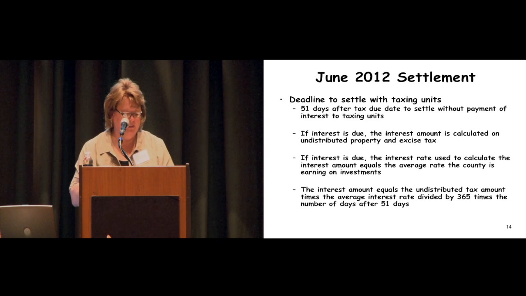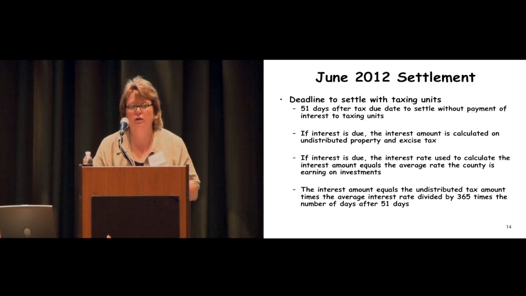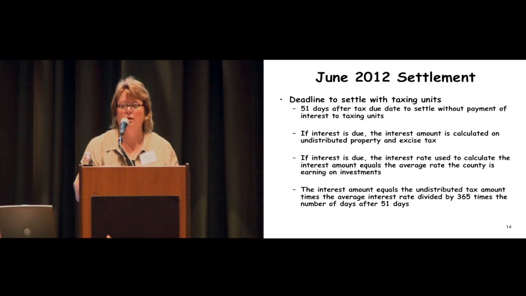The deadline for filing settlement is 51 days after the tax due date. If interest is due, the interest amount is calculated on the undistributed excise and undistributed property tax. The interest rate used equals the average rate the county is earning on investments. The interest amount equals the undistributed tax amount times the average rate divided by 365 times the number of days after 51 days. If you've done advanced draws, you're only going to have interest on the net distribution that they need. But I'm positive we're going to have 91 settlements filed on time based on due dates.